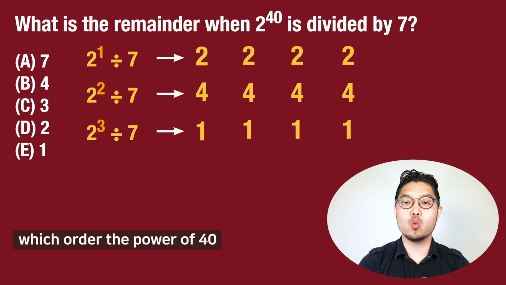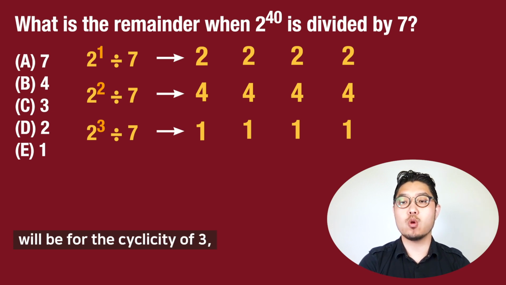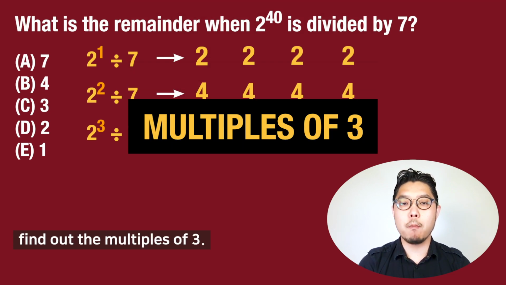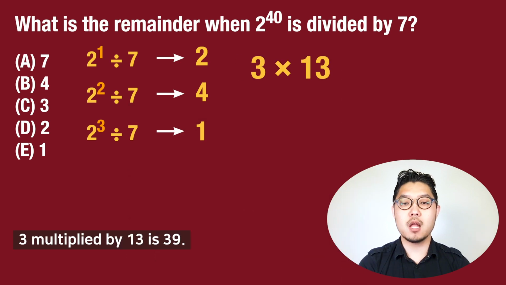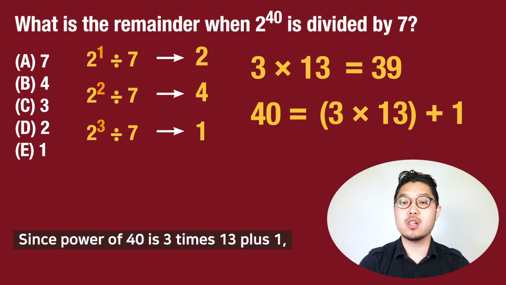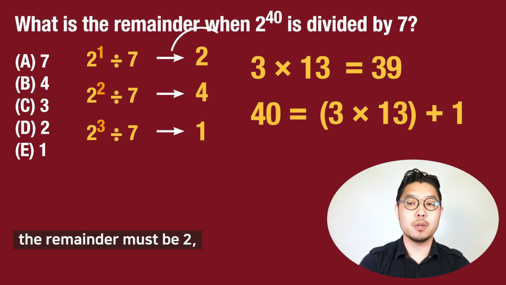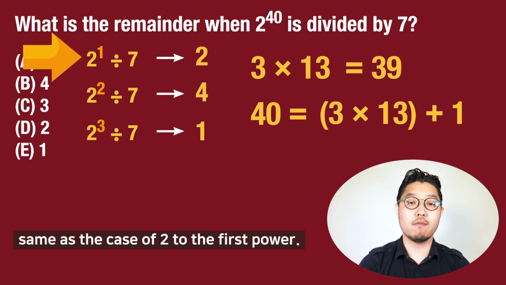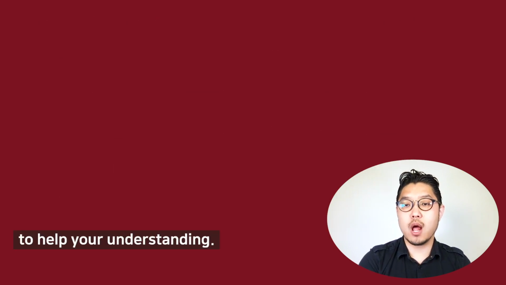So now we have to find out which order the power of 40 will fall into. In order to find out which order the power of 40 will be for the cyclicity of 3, find the multiples of 3. 3 multiplied by 13 is 39. Since the power of 40 is 3 times 13 plus 1, the remainder must be 2. Same as the case of 2 to the first power. The answer is D.